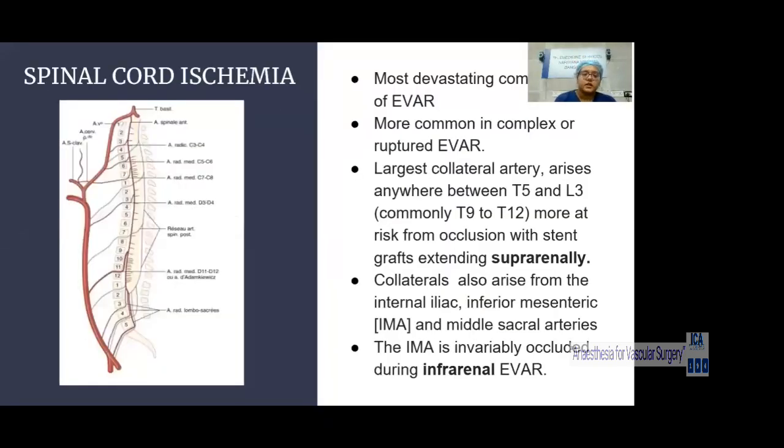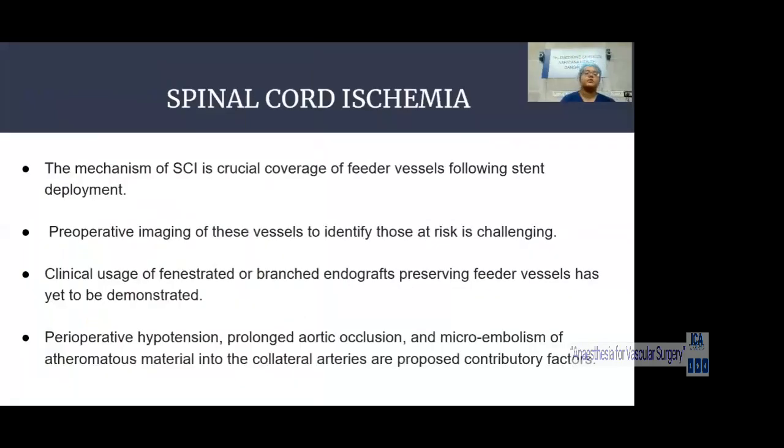Spinal cord ischemia is a devastating complication which is associated with endovascular repair. It is more common in complex or ruptured endovascular repair. The largest collateral artery usually arises from T9 to T12 and is at more risk of occlusion during suprarenal grafting. Collaterals also arise from the inferior mesenteric artery, which are invariably included during infrarenal endovascular repairs.